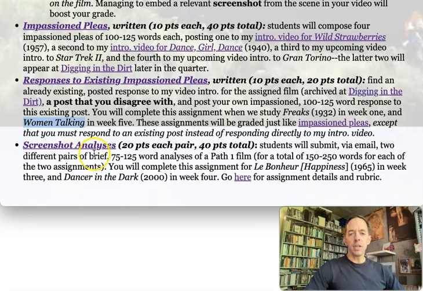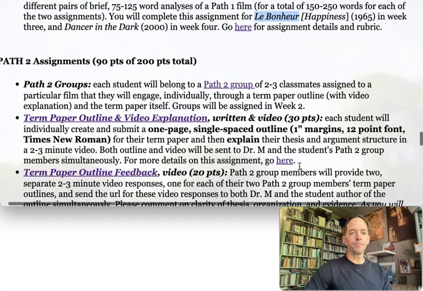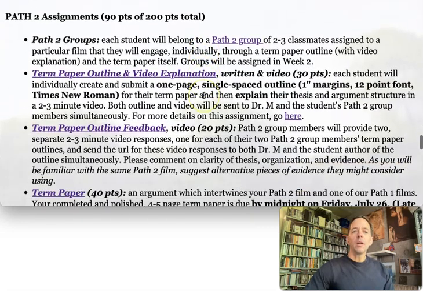You will also complete a couple screenshot analyses assignments, and more on what that actually involves later. Each assignment will be 150 to 250 words, broken into 2 analyses of 75 to 125 words. You'll complete one for Le Bonheur. It's a French New Wave film. This means happiness. And one for Lars von Trier's Dancer in the Dark. Oh, Le Bonheur is by Agnes Varda, very important New Wave director. Okay.